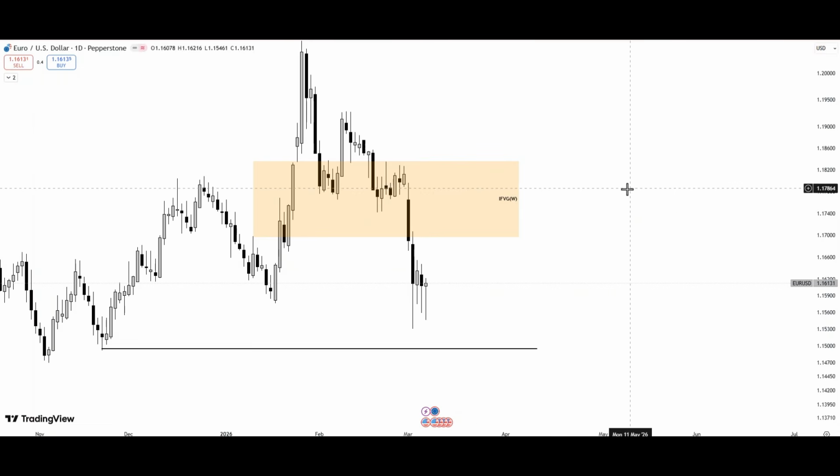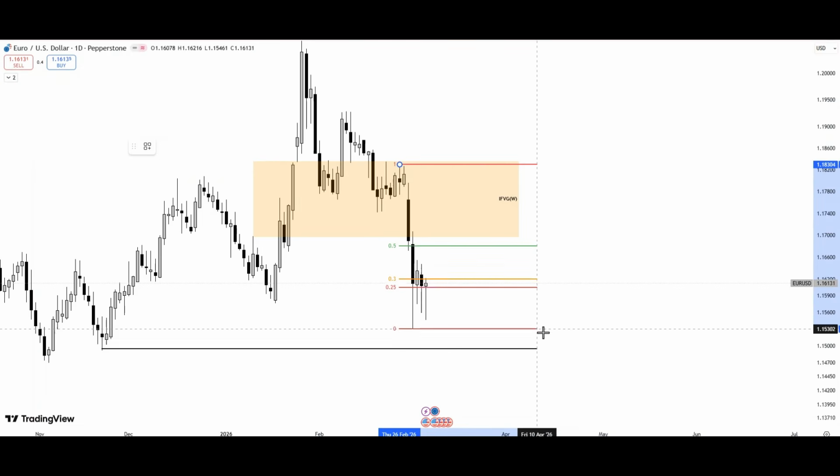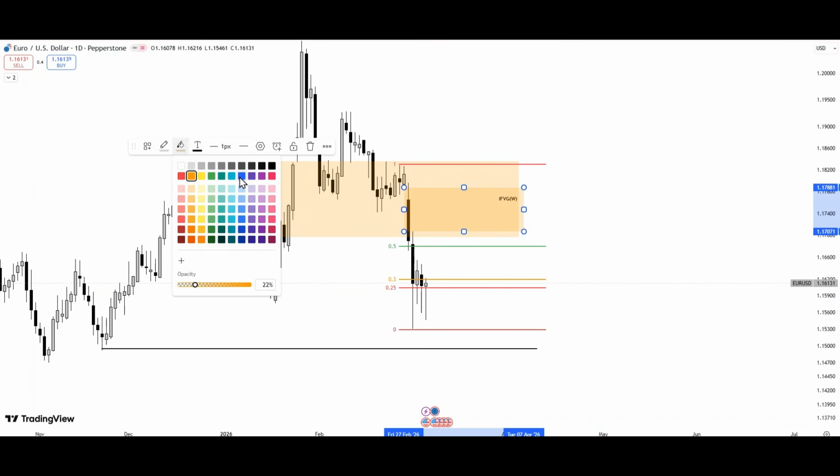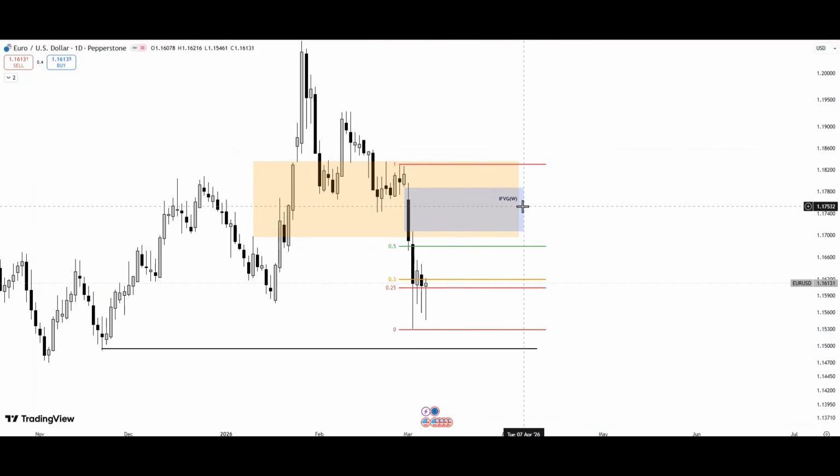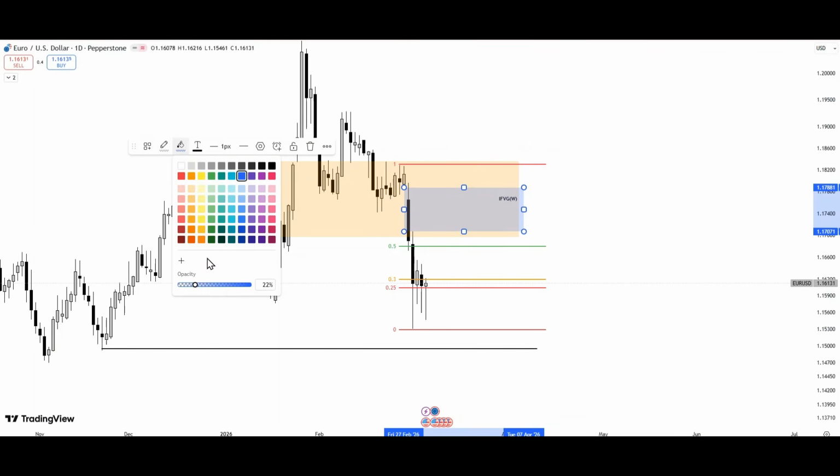So let's look at the daily time frame. On the daily time frame, if we take a fib and measure from this high to this low, you can clearly see 50% of the range. We have this fair value gap up here. And this fair value gap is in line with the weekly inversion fair value gap.